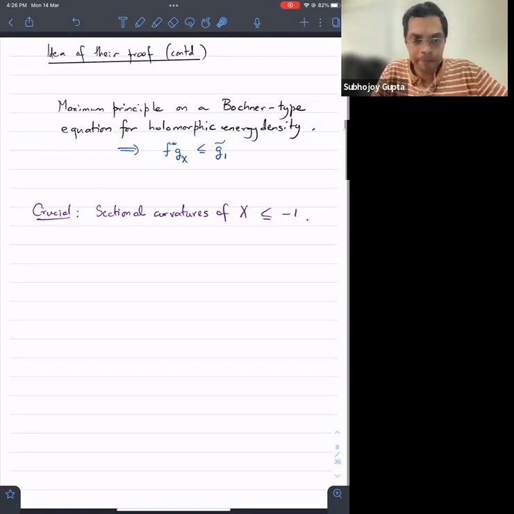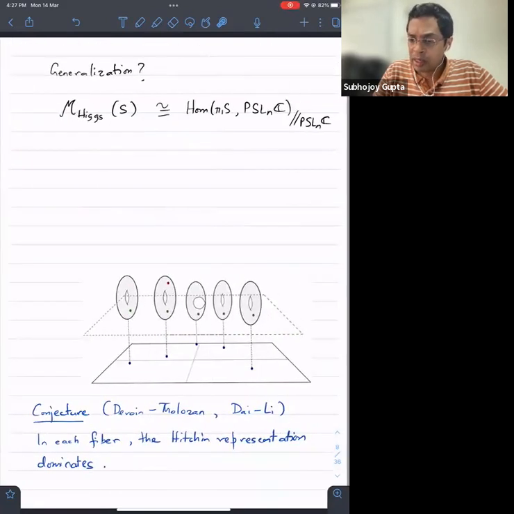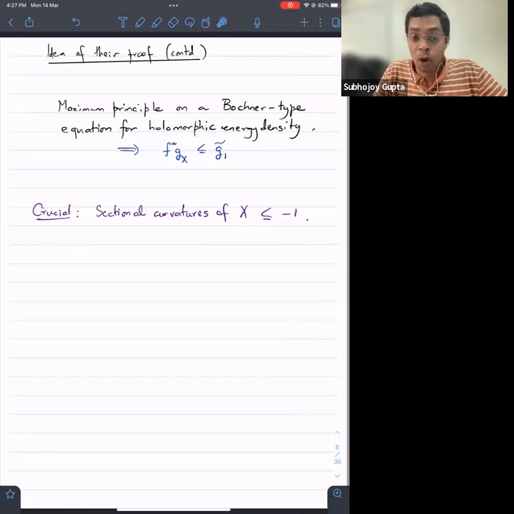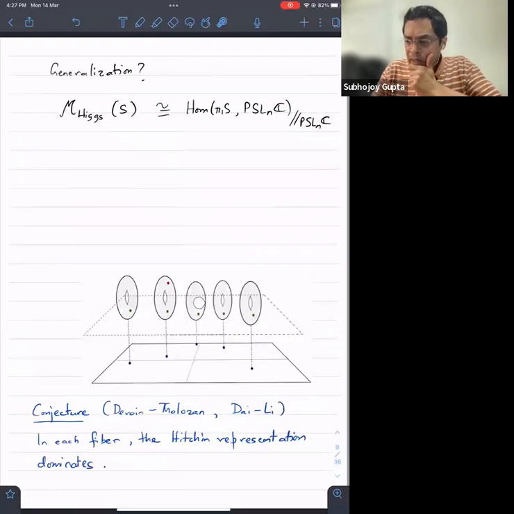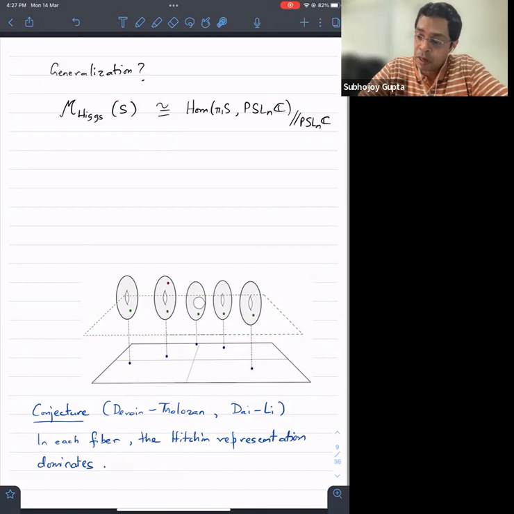Let me mention that it's crucial here for this maximum principle argument to work that the sectional curvatures of this target space X are at most -1, just like H3. Anyway, there is a conjectured generalization in the context of PSL(n,C) representations. In this case, the symmetric spaces will not be CAT(-1) Hadamard manifolds, so you can't have the same argument in their proof, but nevertheless they conjectured the following generalization.